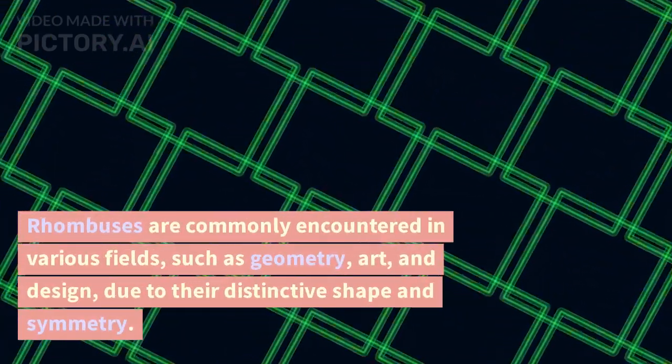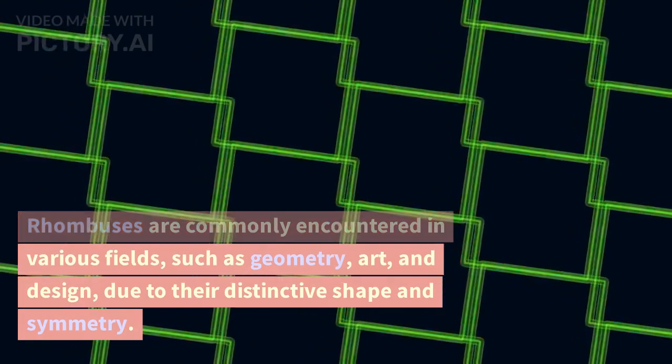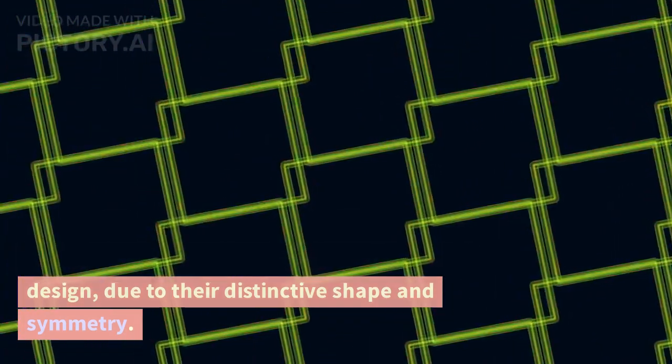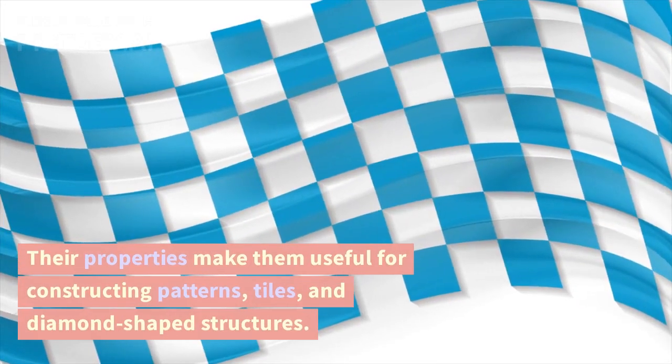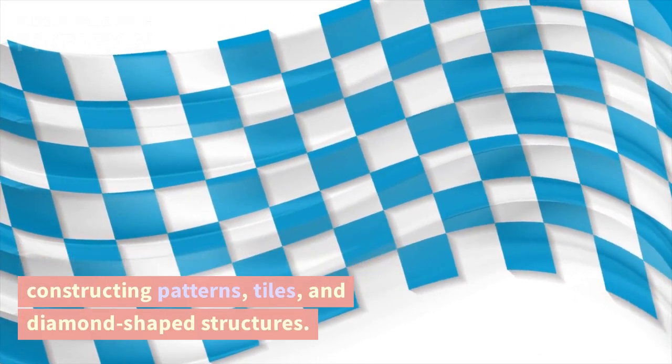to cover a plane. Rhombuses are commonly encountered in various fields, such as geometry, art, and design, due to their distinctive shape and symmetry. Their properties make them useful for constructing patterns, tiles, and diamond-shaped structures.